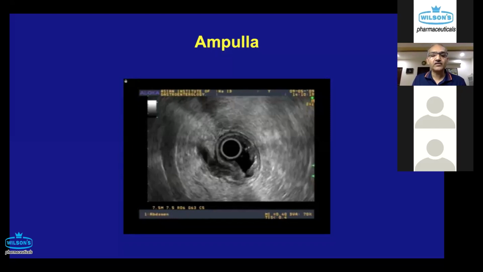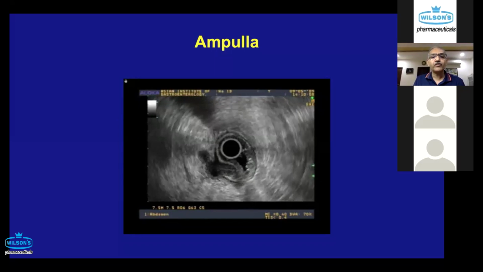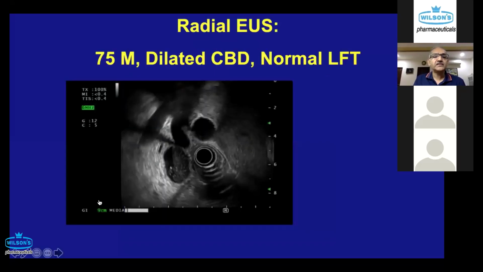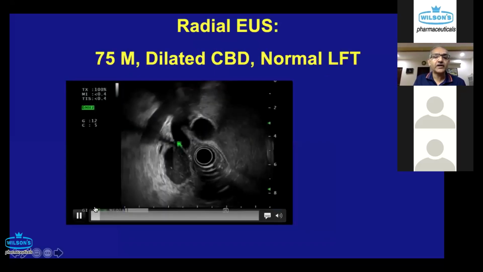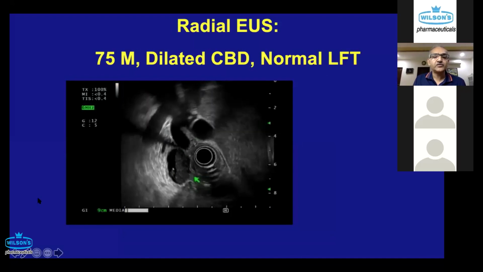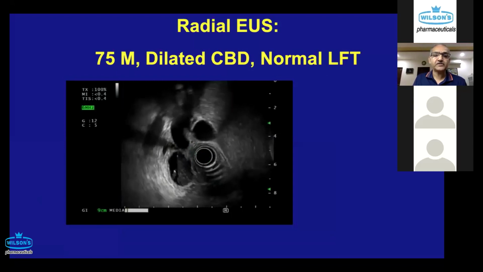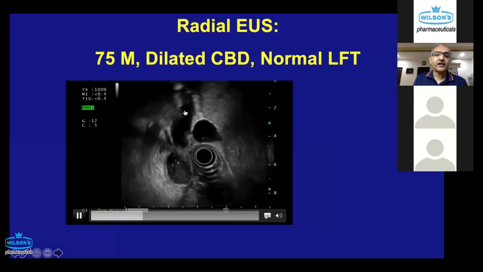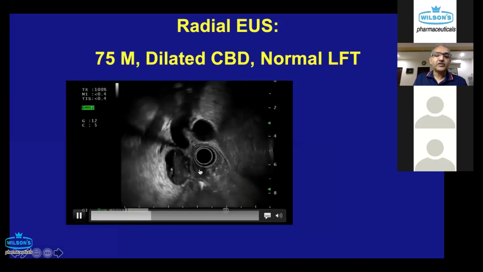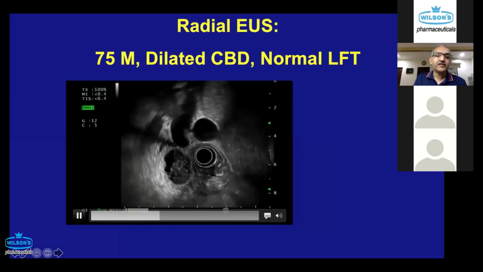If there is any ampullary pathology, please do EUS first. Moving forward, let me show you another case. This is a 75-year-old man who had a dilated CBD with normal LFT. This was incidentally found on routine investigation, as often happens. You can see the bile duct is quite dilated. This is the gallbladder. But the most interesting thing is what you see here.